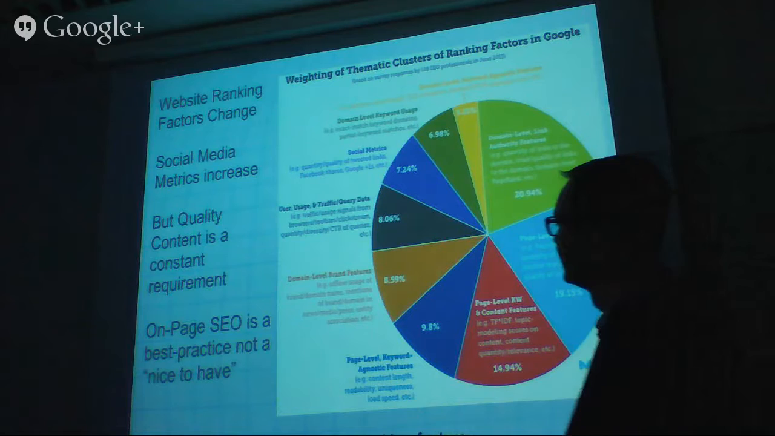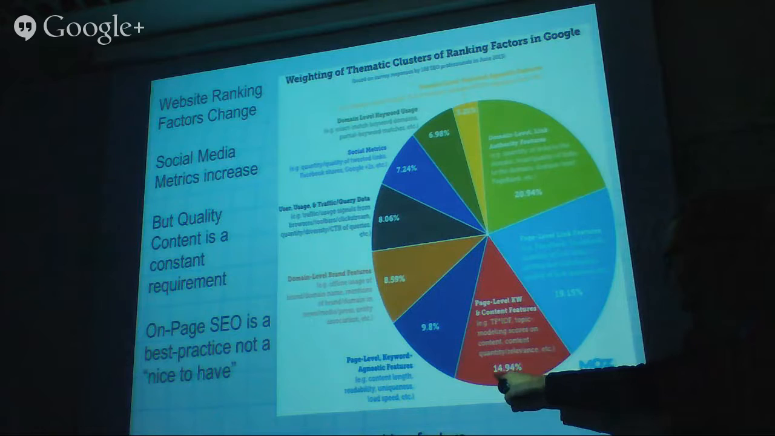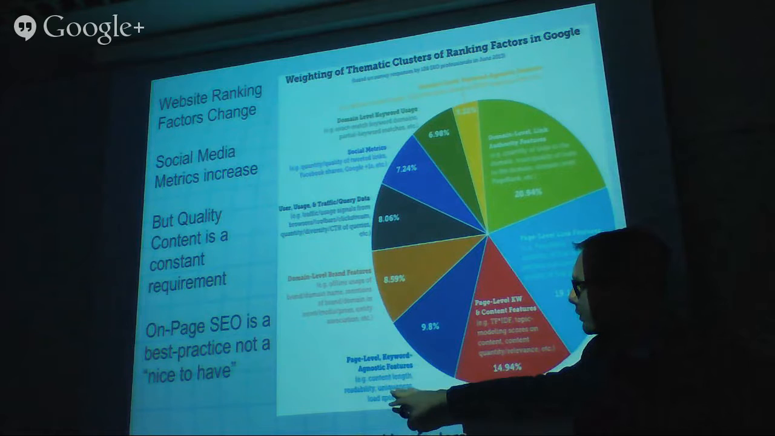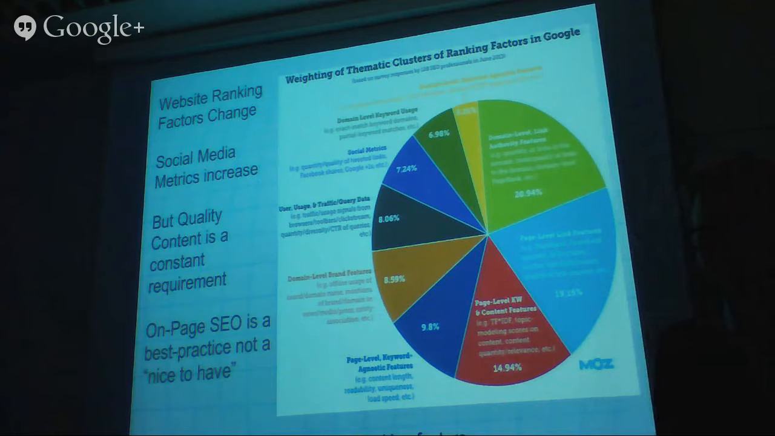So you can see over here that in 2009, keywords was about 15%. Now in 2014, keywords are still 50%, but then there's also other things that are very important, for instance, the content length, how long your articles are, the readability of your articles, the quality of your articles, the speed of your website. Okay. So does this make sense to everyone so far? Yes. Okay.